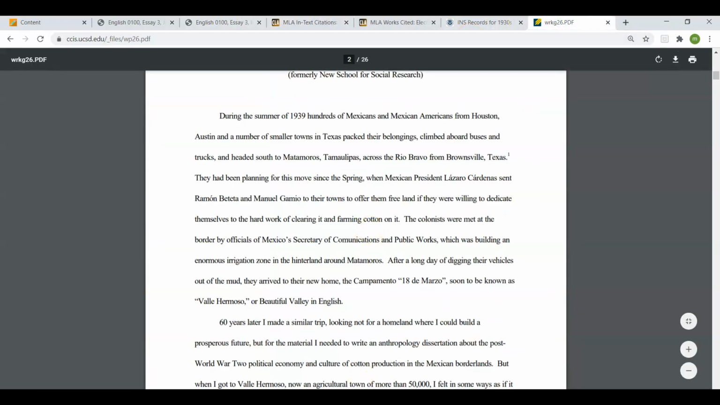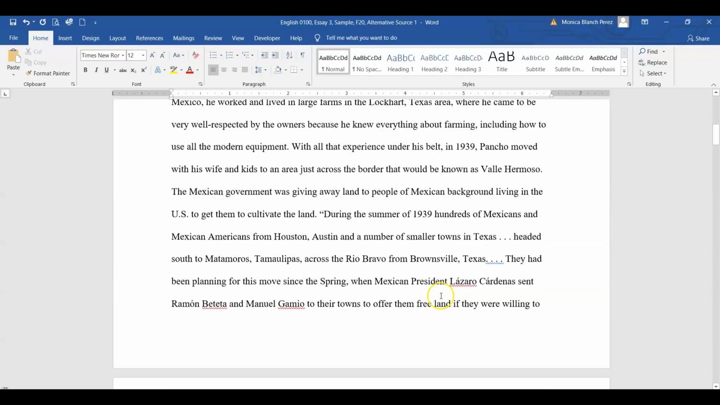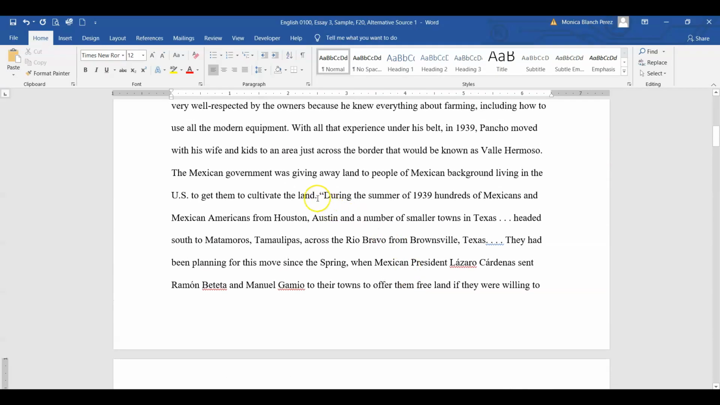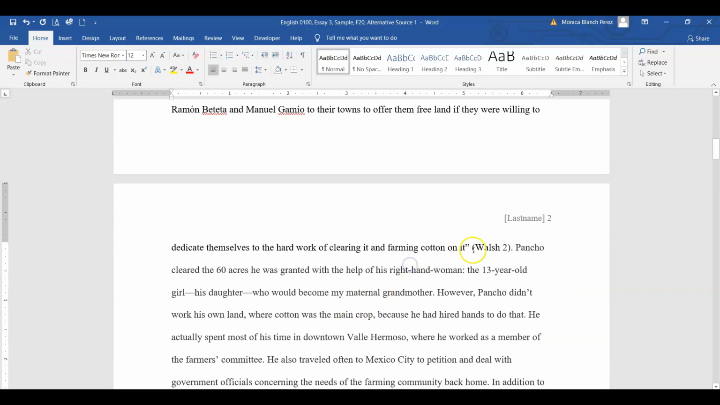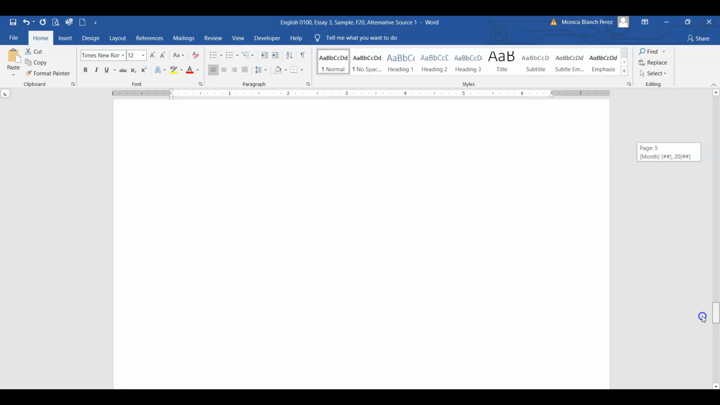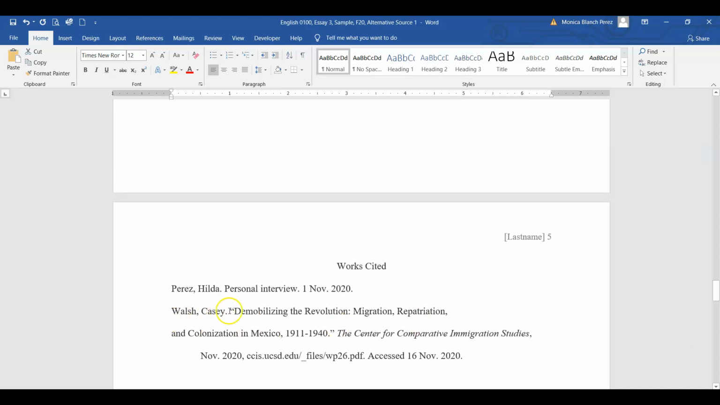So I went ahead and said, I'm doing it differently, right? During the summer of blah, blah, blah. So this is all quoted. And so basically in the parentheses, I tell you where the quote comes from. It comes from an author whose last name is Walsh on the second page of his article, Walsh 2. And I know that's not a lot of information, but we can find out the rest of it over here. Walsh is a person named Casey Walsh. And it comes from this article.